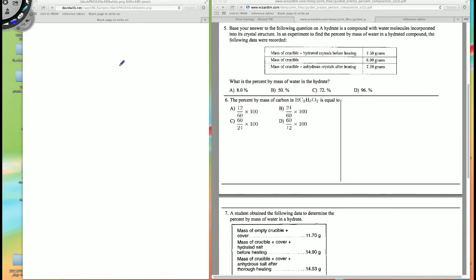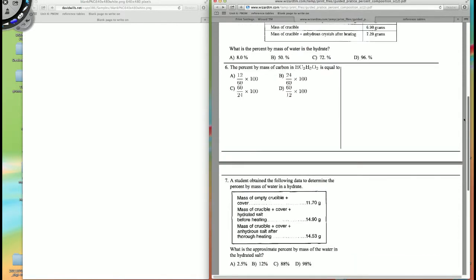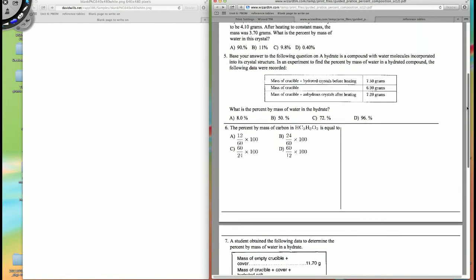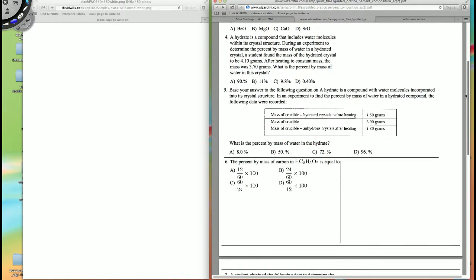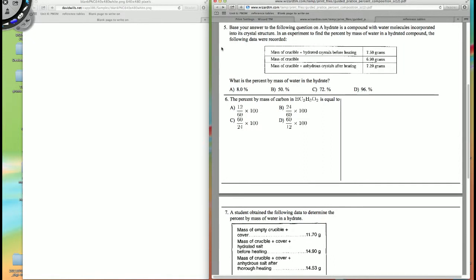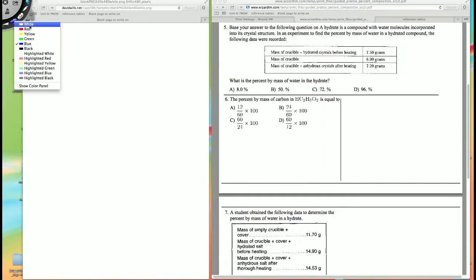Question number 5 is based on the copper(II) sulfate pentahydrate lab that you did in class, except that on the Regents exam we don't have a lab practical. So what they'll do is give you the lab information in chart form, and you see that for question number 5, and you're also going to see that on question number 7, and they're eerily similar to each other. You actually saw it for question number 4 as well, except they didn't give it to you in chart form.